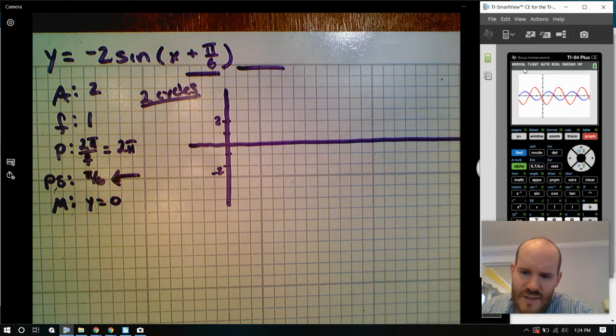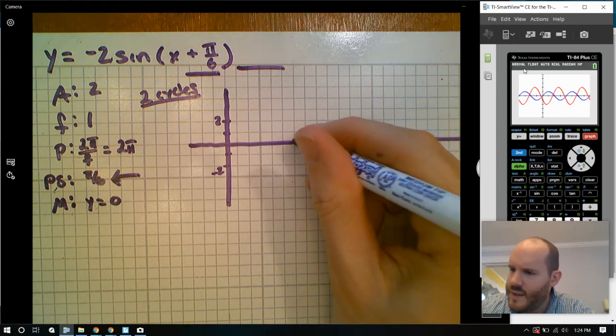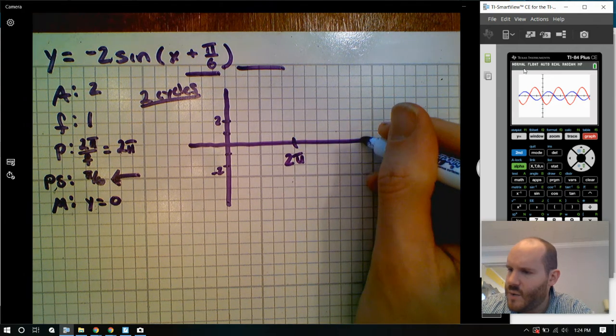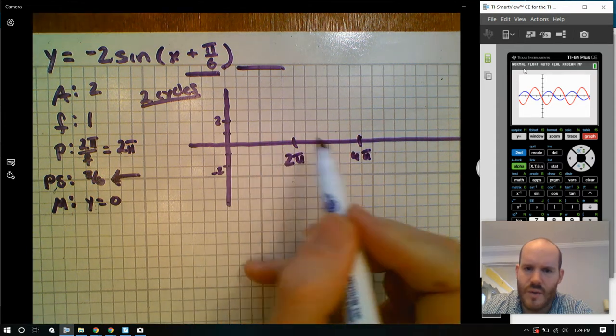Now the horizontal scale is a little bit trickier. What we've done up to now is we've taken that period and we've gone out and labeled the period and then gone the equivalent distance and then labeled the second period. Where this is tricky now is because we're not starting at 0 and going those period distances.